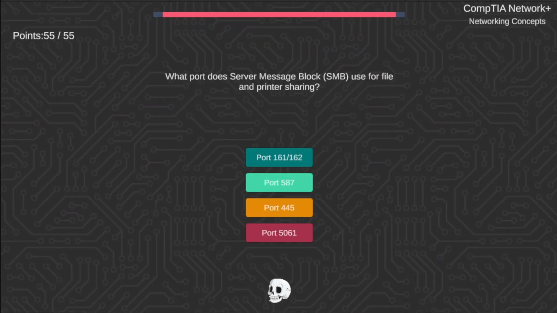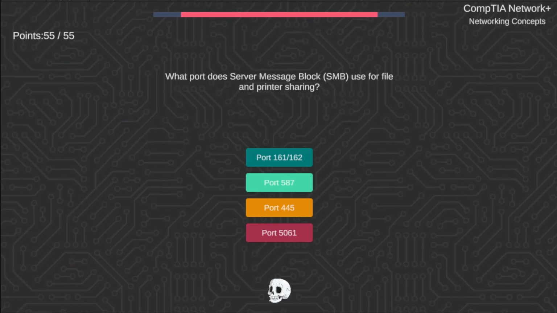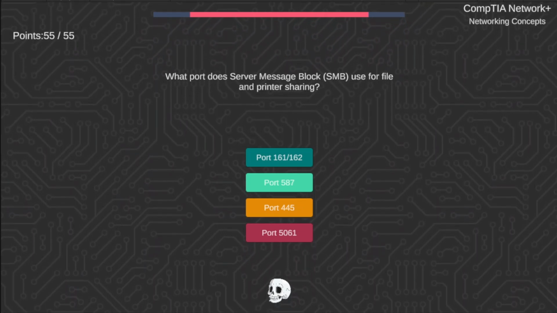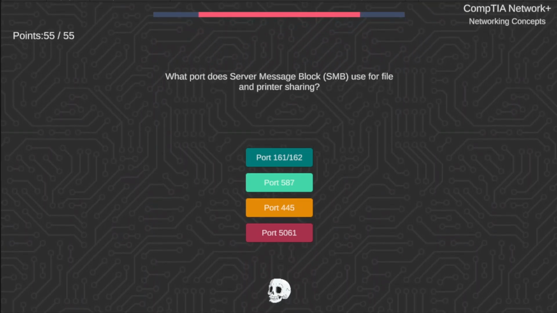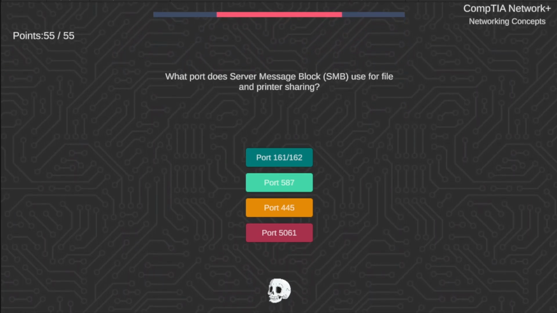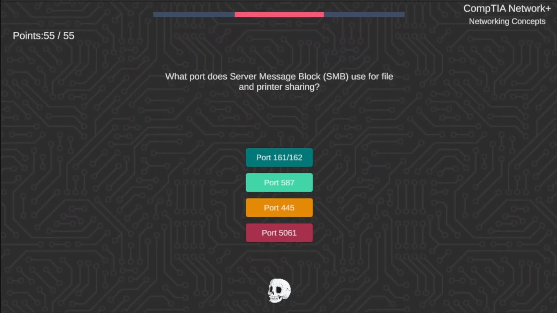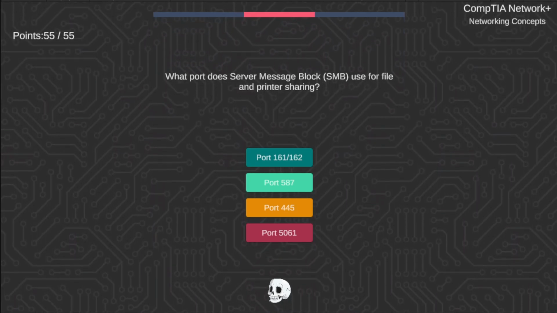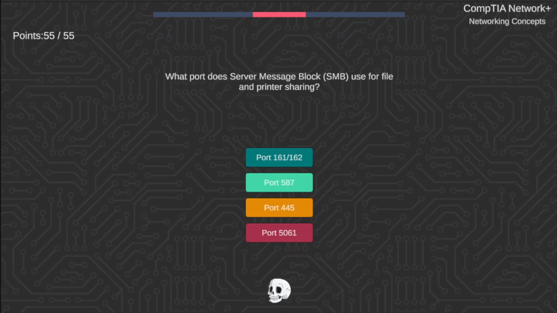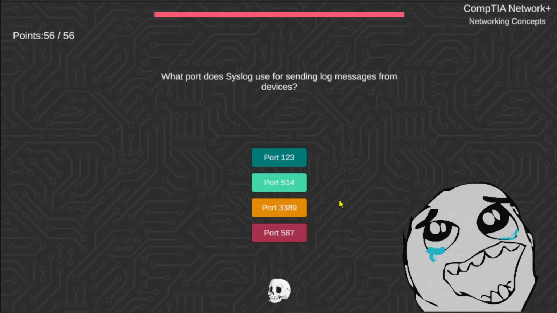What port does Server Message Block, SMB, use for file and printer sharing? Port 161 and 162, port 587, port 445, or port 5061? Server Message Block, SMB. Correct answer is port 445.